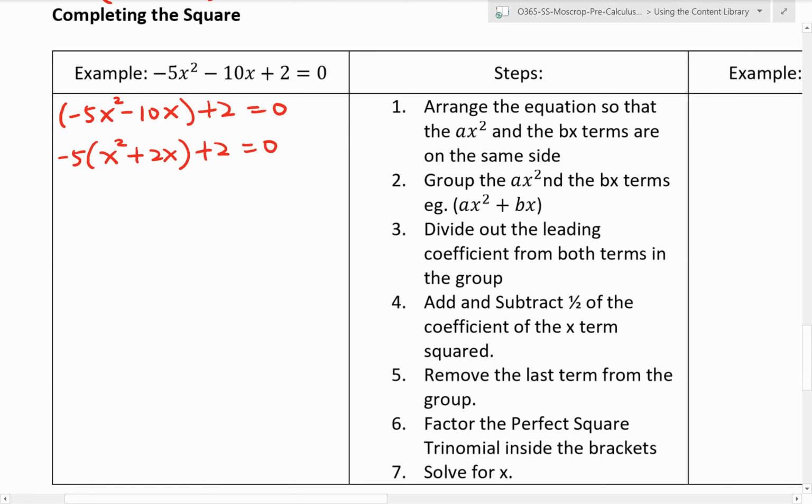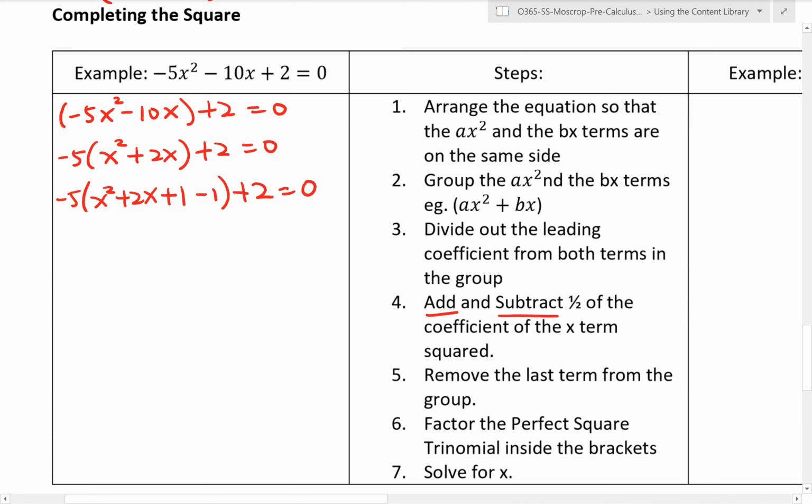Okay, and now we're going to go to number 4. Again, step 4 is kind of confusing. What you do is you take the middle term, so the coefficient for x, divide that by 2 and then square. So if we take 2 divided by 2, we get 1. 1 squared is also 1. So we're going to add and subtract those two numbers. So plus 1 minus 1. And we still have the plus 2 at the end there.